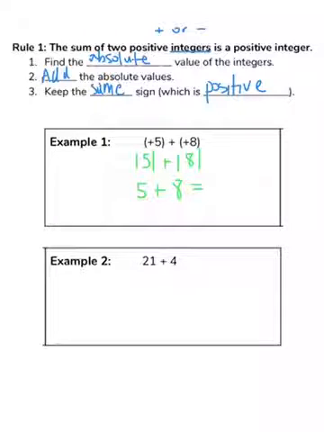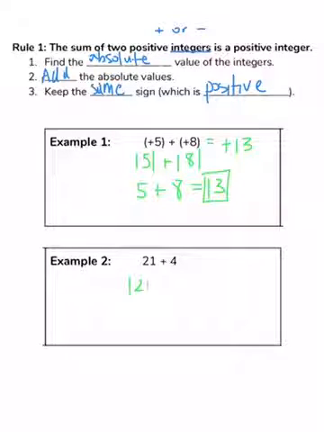And then we are going to add those numbers together. So we would add 5 plus 8, and 5 plus 8 would get us an answer of 13. So our answer in this case would be positive 13. If we take a look at example 2, notice that in example 2, there are no parentheses. There are no positive or plus signs that represent positive, because in reality, the sum of 2 positive integers just means that we're adding 2 positive numbers together.